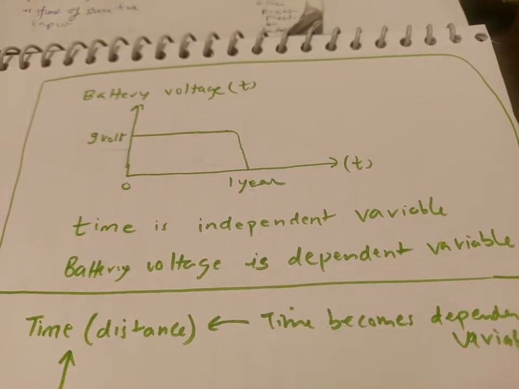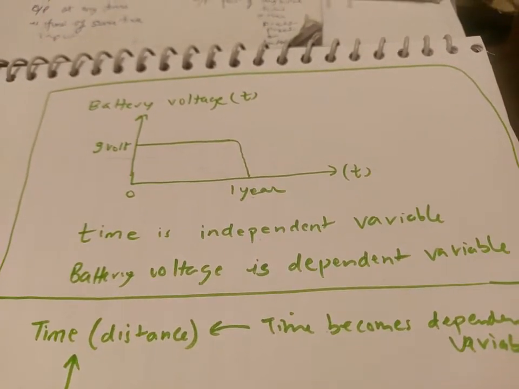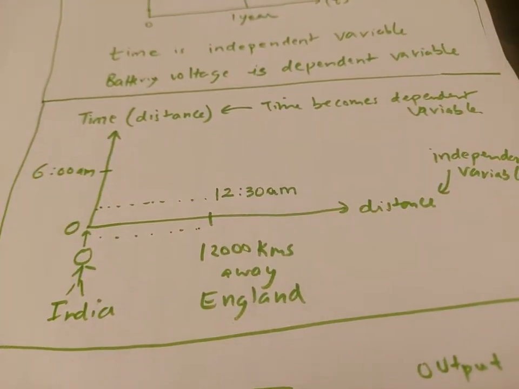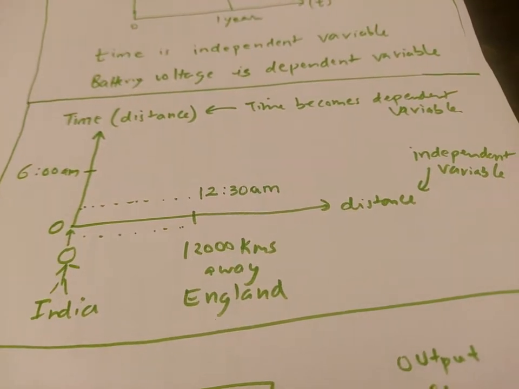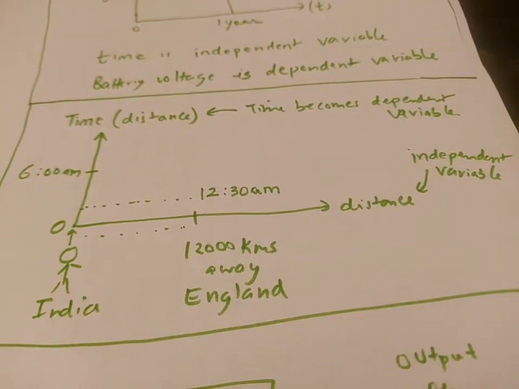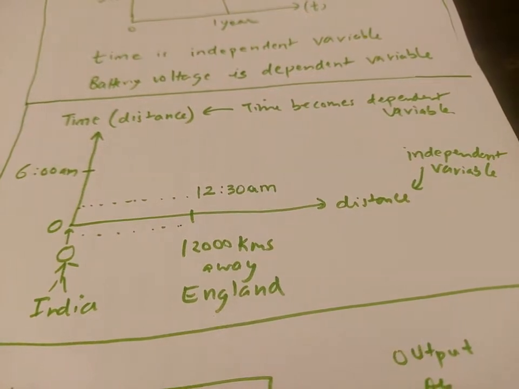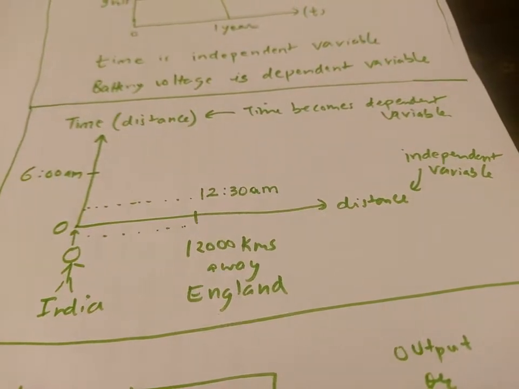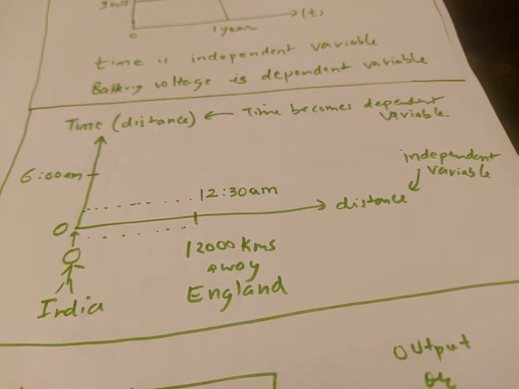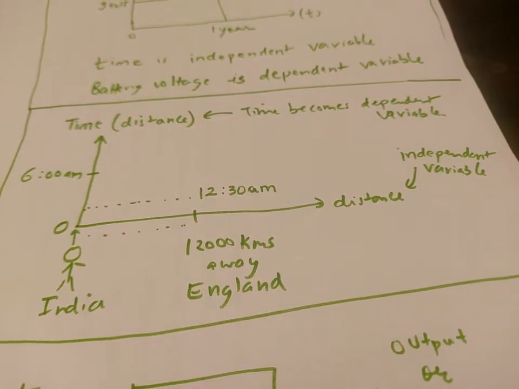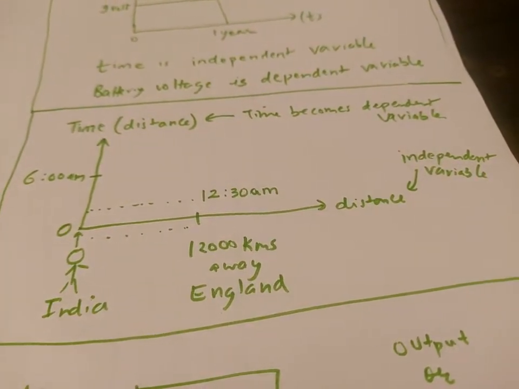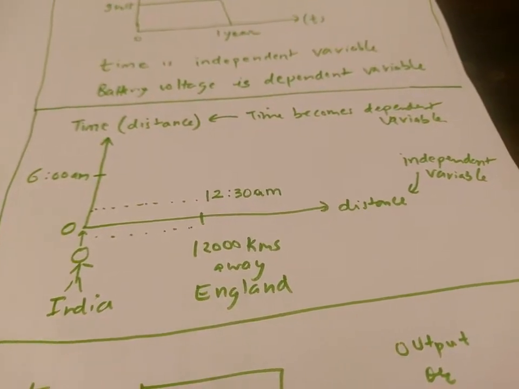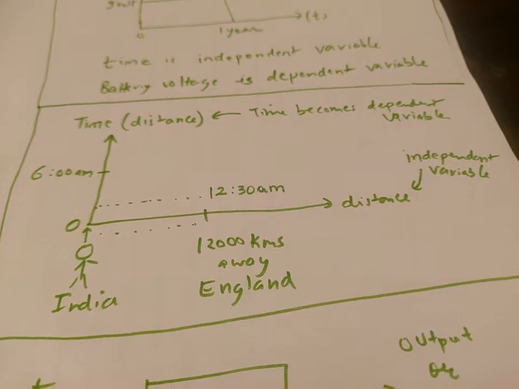Now it is not necessary that time is always an independent variable. Let us take another case. Suppose you are in India, it is 6 a.m. today, and at the same time in England they will be 5.5 hours early in time. I mean early, they will be back in time. So there will be 12:30 a.m. on the same date, and today on the same date they have just started the day. India has already done more time on today's date.